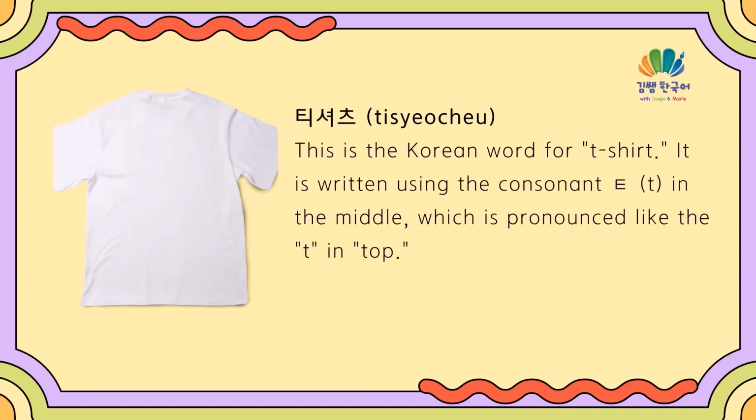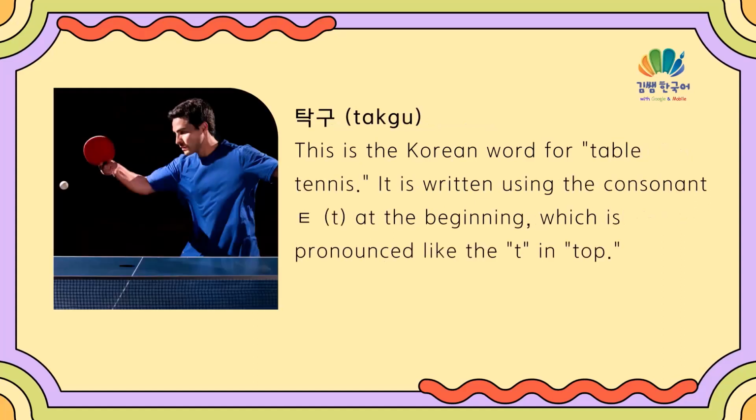In top, 티셔츠, this is the Korean word for T-shirt. It is written using the consonant T, T, at the beginning, which is pronounced like the T. In top, 탁구, this is the Korean word for table tennis. It is written using the consonant T, T, at the beginning, which is pronounced like the T.